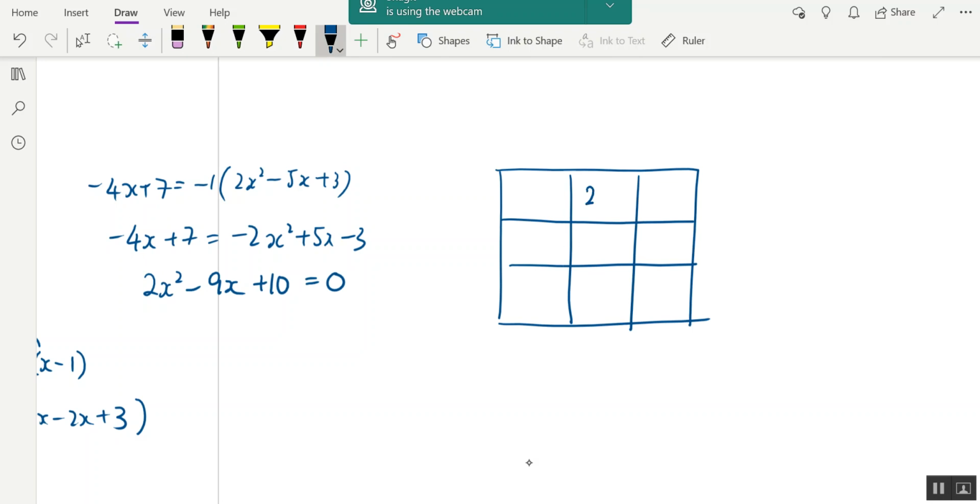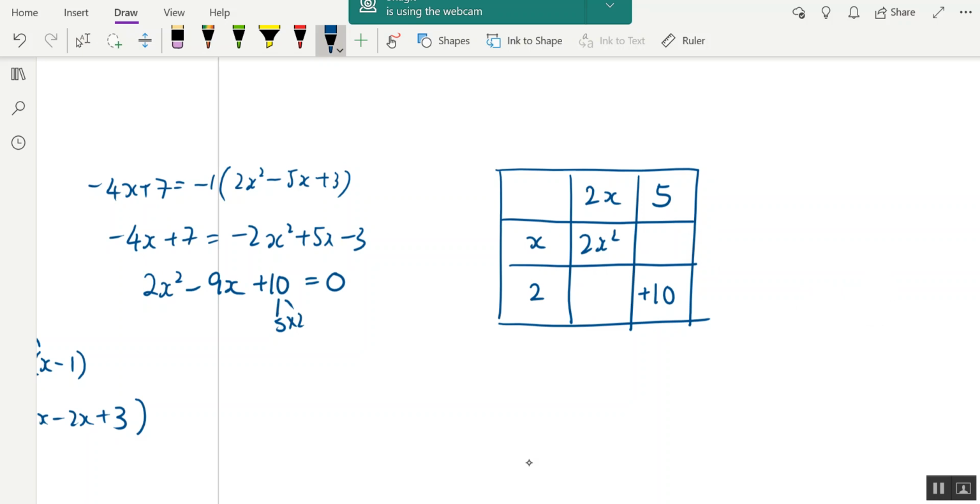Alright, so I will have 2x squared is what I need, and plus 10. The first and the last terms are always your objective. 2x multiplied by x will give me 2x squared. Now, what do I need to know? See, 10 is 5 times 2. To get 9, your constant numbers must be there. To get 9, you know you need 5 and 4. So how do I get 4? 2x multiplied by 2. So the 5 will be here.